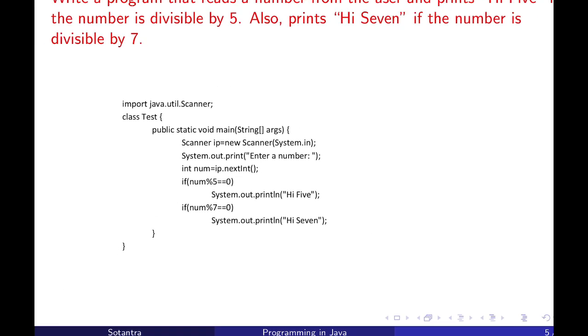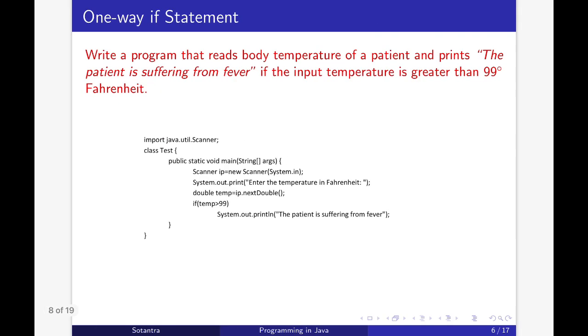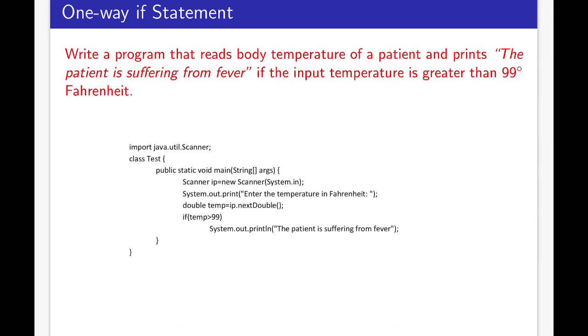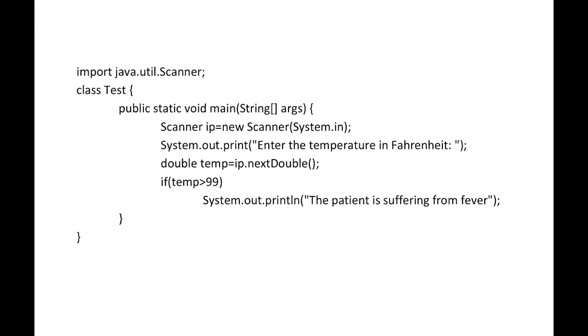Then we will see one more program that uses one way if statement. So here you can see the program. Write a program that reads body temperature of a patient and prints the patient is suffering from fever if the input temperature is greater than 99 degree Fahrenheit. So you can see the complete program here.